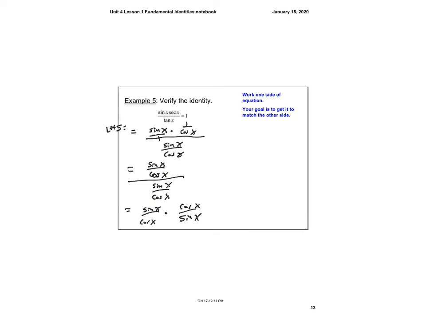So I'll write it down here. You can see that basically these are going to cross out here. And so you get 1 over 1, which equals 1, which is the right-hand side. So you want to write things out. We went from division to multiplication. It got 1 over 1, which gave us 1, which is the right-hand side, and we're done.